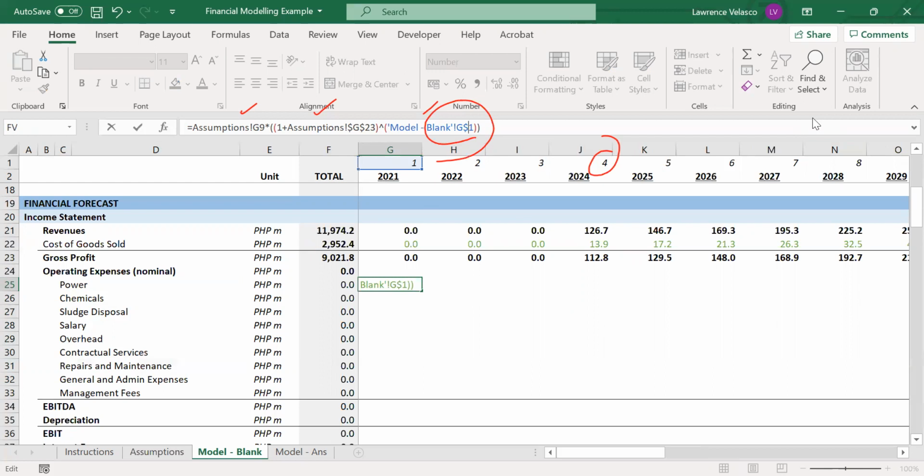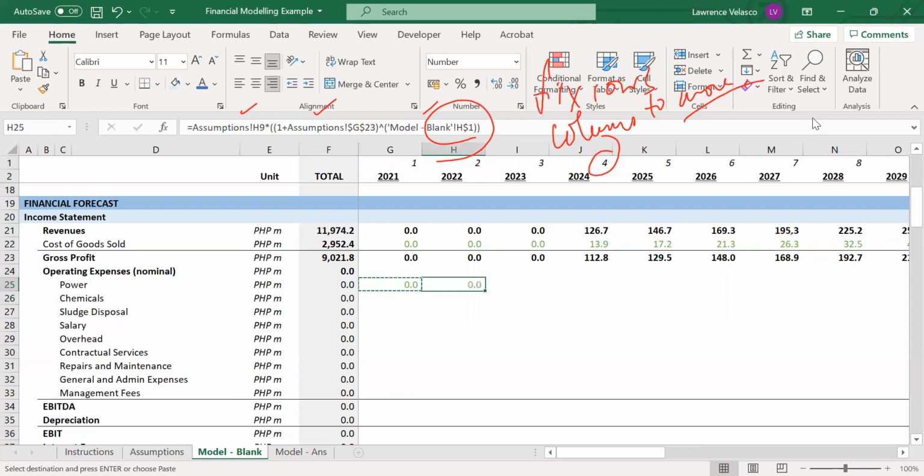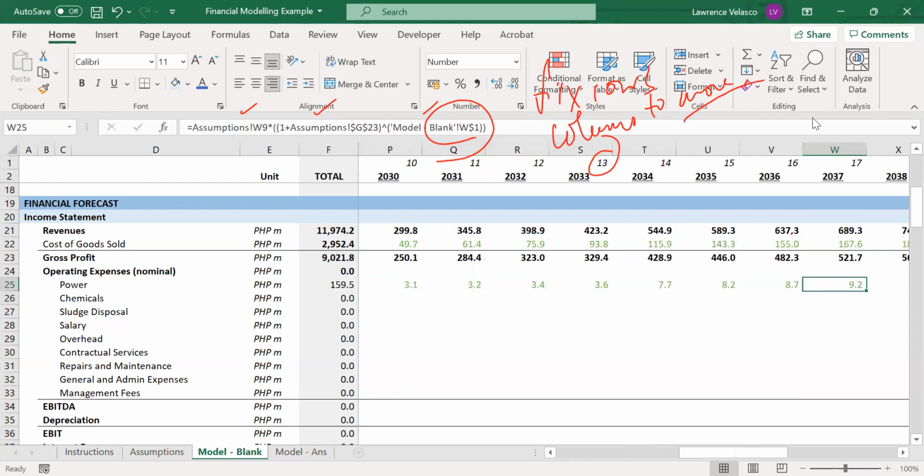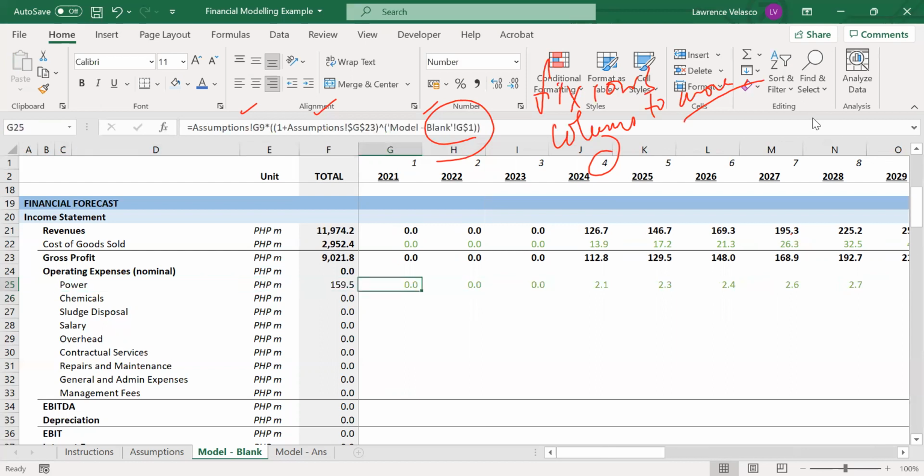What does it mean? It means I'm fixing the rows, right? But I'm allowing columns to move. So let's see. Pag minove ko siya dito sa next, ano nangyari? From G1 to H1. Okay? So, copy natin hanggang dulo. So, na-compute na yung power costs. Okay? Hanggang 2045. Okay? See what happens when I copy it pababa.